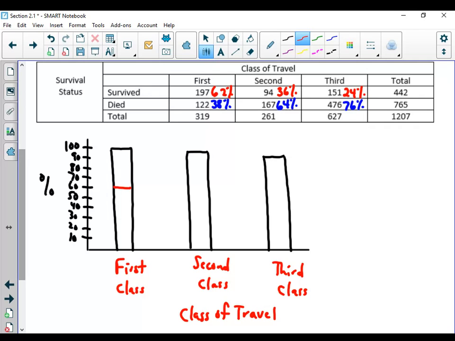But I want to distinguish my two categories. So somehow I'm going to mark this differently than this one. And what I mean by that is maybe I make stripes, maybe I color it in. If you happen to be using colored pencils, you can do a different color. There's something that distinguishes that section from the other section.